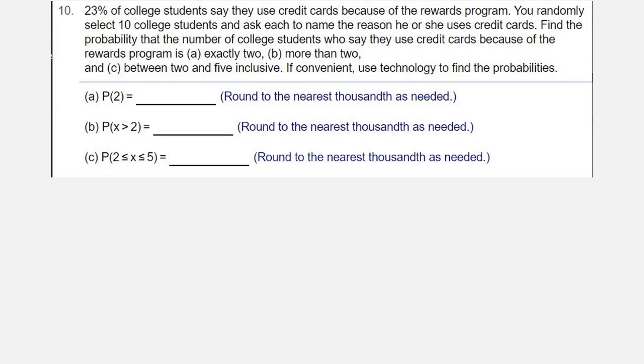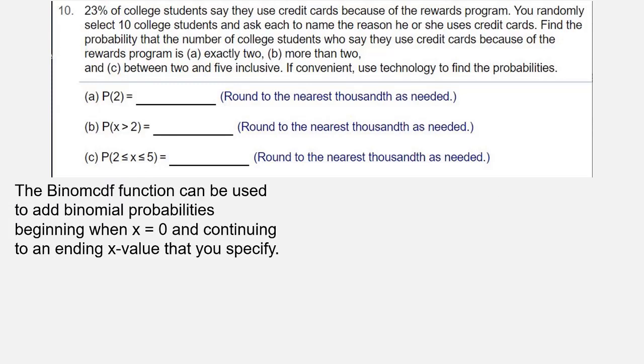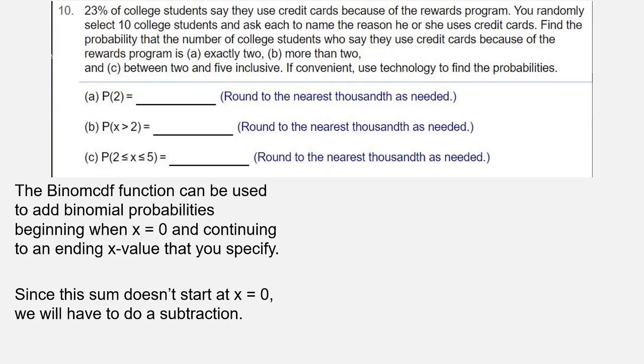So now this Binomial CDF formula that I just mentioned can be used to add binomial probabilities, always starting when x is 0 and continuing to an x value that you specify. So it's going to start by plugging in 0, and then it plugs in 1, and then it plugs in 2, and then it keeps plugging in numbers one by one until the value that you tell it to stop at.